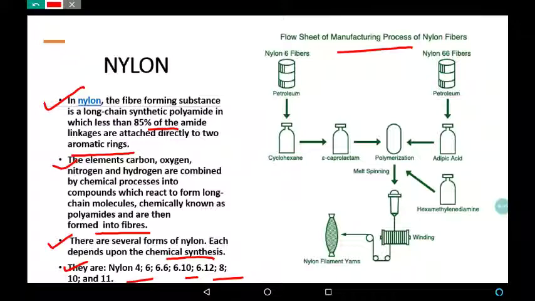Then it is kept in an autoclave, and after that it is converted into small crumbs, which is called nylon polymer. After that it is sent to the spinnerette and spinning is done. After that it is wound as a thread, or it can be a filament or a staple fiber. Clear?